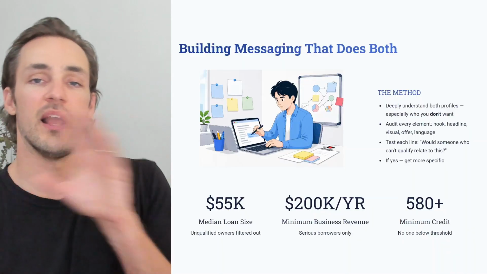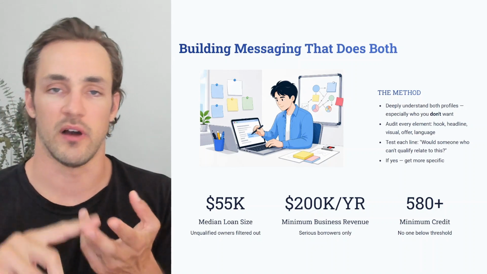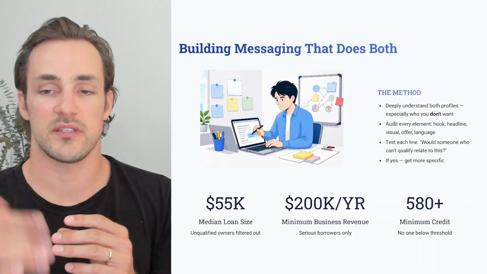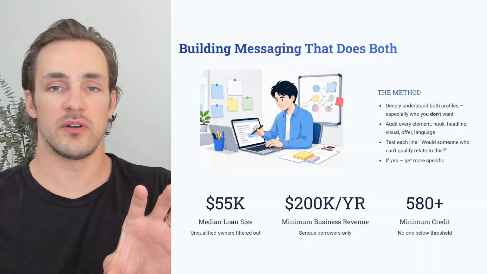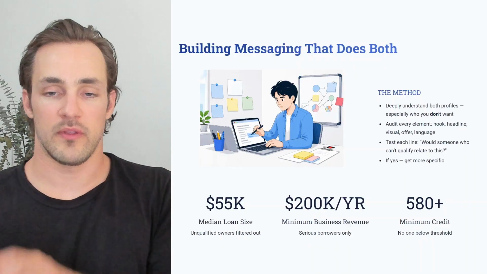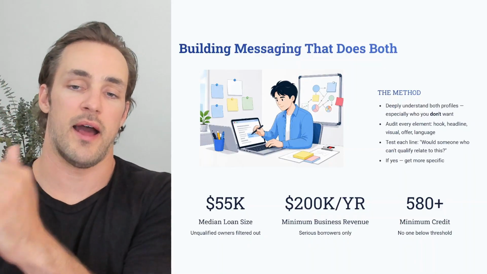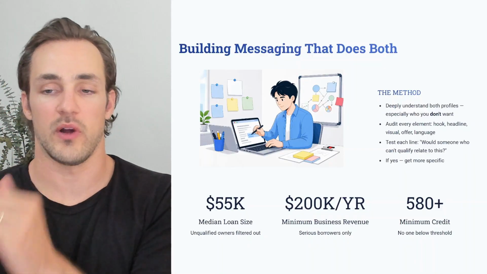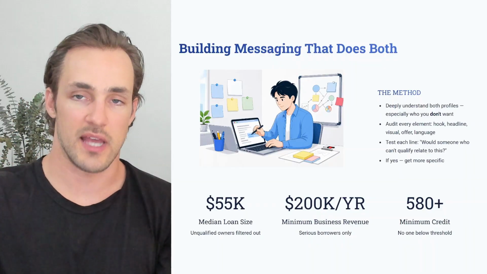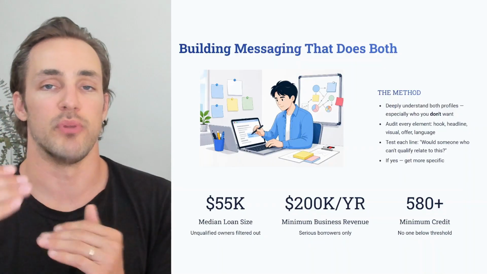Then you look at every element of your ad, not just the copy. You want to look at the hook, the headline, the visual, the offer, every single frame. And every single one of these elements is either attracting your ideal customer, your disqualified borrower, or both. And so here's a useful test. For every single line in your ad, just ask yourself this simple question. Would someone who can't qualify for this relate to this? If the answer is yes, you need to get more specific, because if both groups relate to it, then both groups will click.